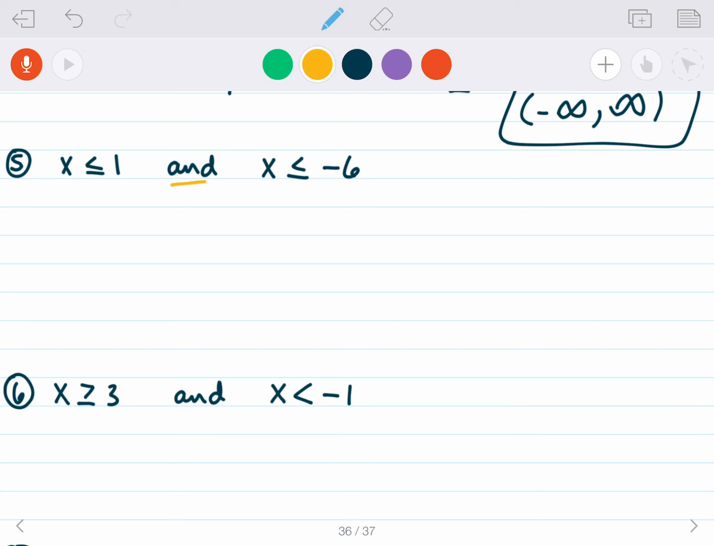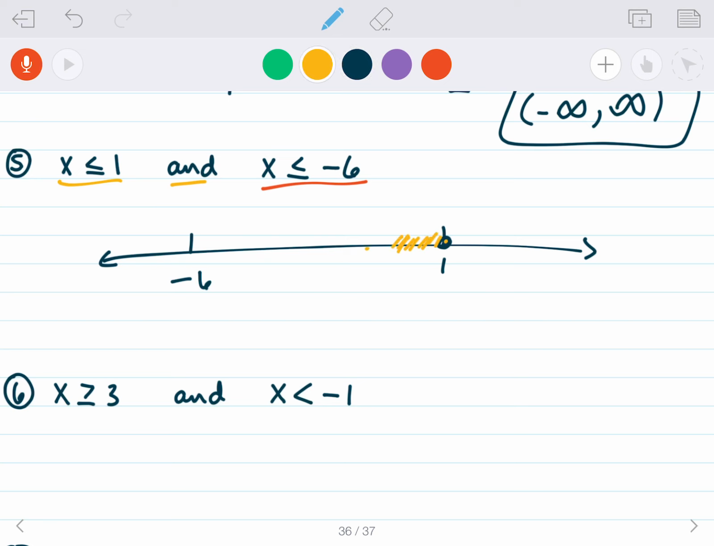Alright, so this time we have and, so we're looking for the overlap. So let's go ahead and draw our number line out. First of all, we have 1 and -6, so I'll plot those there. Now in yellow, x is less than or equal to -1. I'm going to do a closed dot, and I'm going to shade yellow on the point and to the left of it. So we are looking for the overlap here. For -6, I'm going to put a closed dot, and then shade everything to the left of -6.